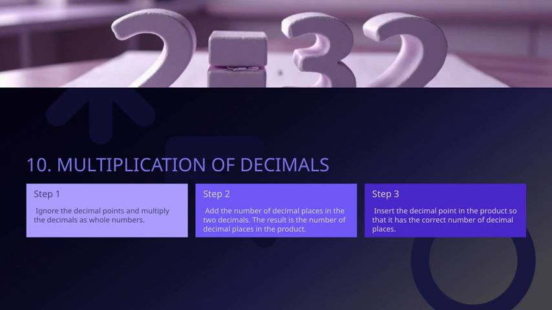Finally, you insert the decimal point into your product so that it has the correct number of decimal places. Basically, you count from the right and place the decimal point accordingly. Remember, the key is to focus on the total number of decimal places, which ensures your answer stays accurate. This method keeps the process simple and helps connect our understanding of decimal multiplication to real-world applications.